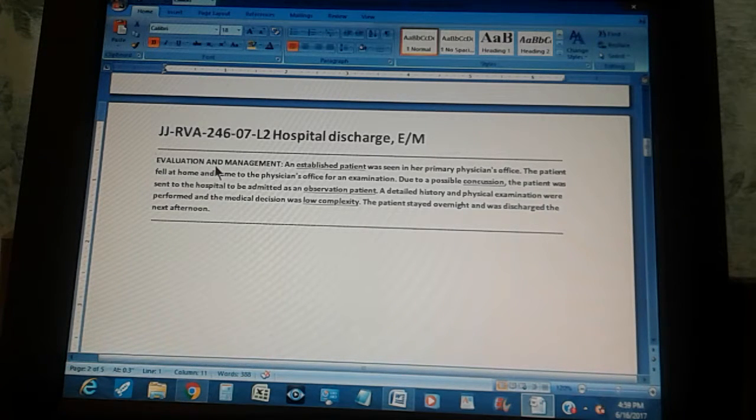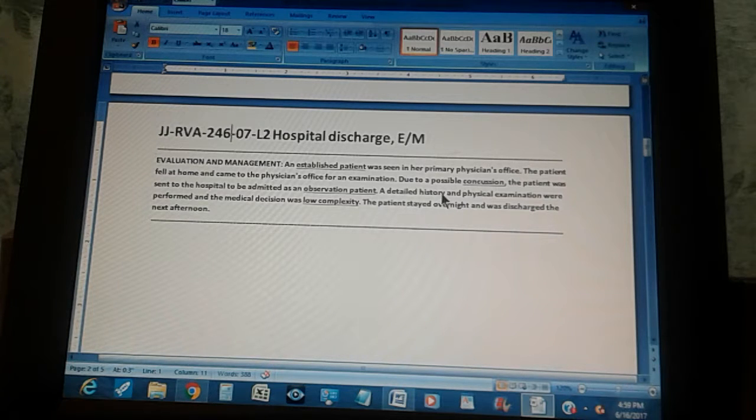An established patient was seen in her primary physician's office. The patient fell at home and came to the physician's office for an examination. Due to a possible concussion, the patient was sent to the hospital to be admitted as an observation patient. A detailed history and physical examination were performed.